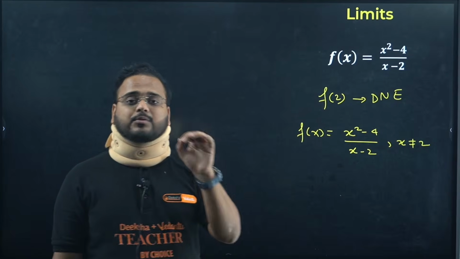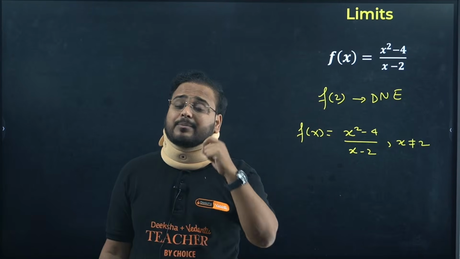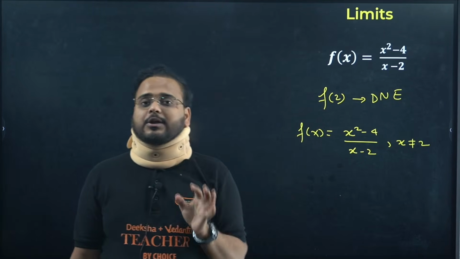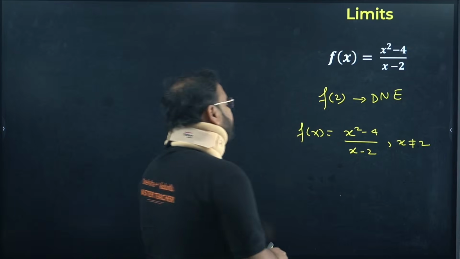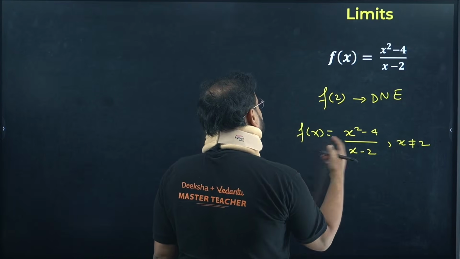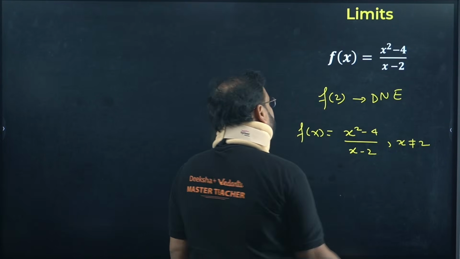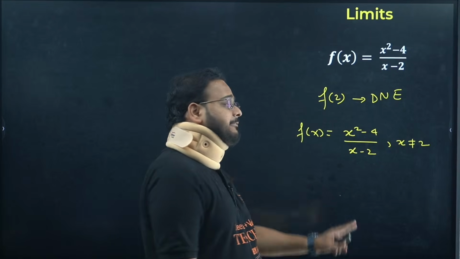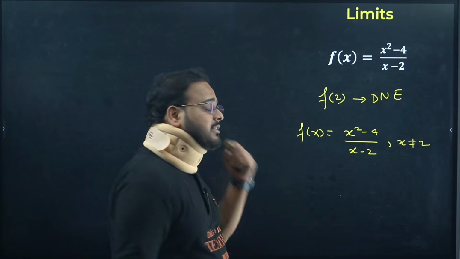But without using this direct value approach, we can also use the limiting value approach and get the function value at that point. And how do we do that? We do that by finding the limiting value, because once x is not equal to 2, it means that I can factorize this now. Have a look.